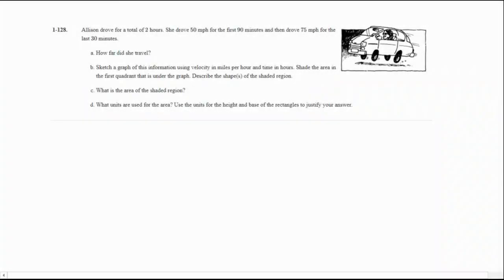Allison drove for a total of 2 hours. She drove 50 miles per hour for the first 90 minutes and 75 miles per hour for the last 30 minutes. How far did she travel? So let's break this up. Use a little diagram here to help us out. So 2 hours. This whole thing is 2 hours. Here's 1 hour, and we broke this up into half hours.